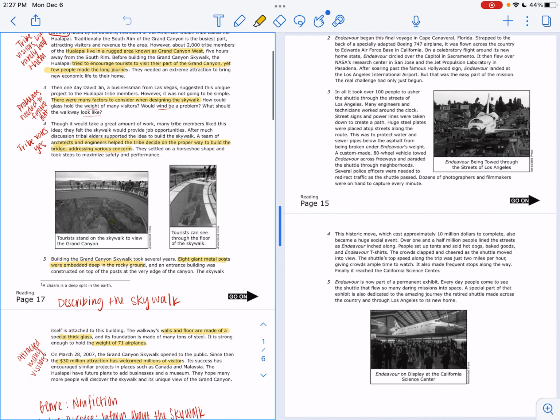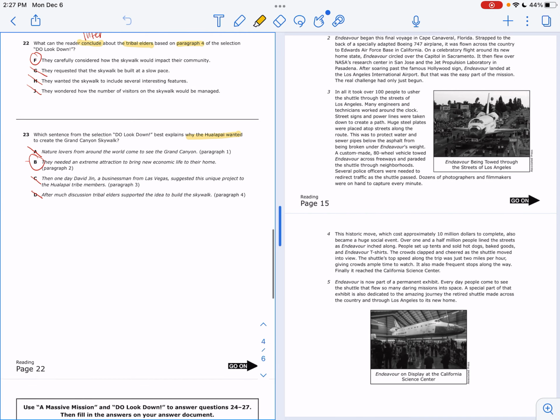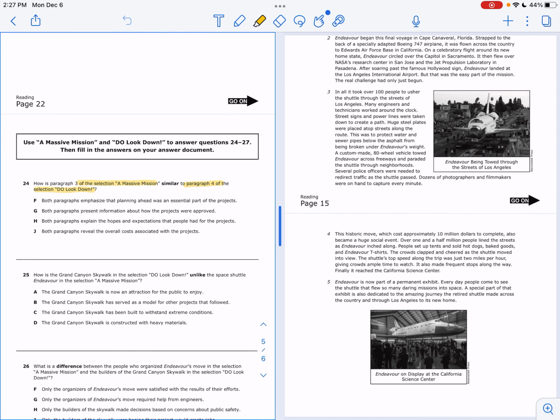So let's figure out what is the best possible answer. Both paragraphs emphasize that planning ahead was an essential part of the projects. So did both of them need that planning time? Yes. So let's go ahead and keep that. Next, both paragraphs present information about how the projects were approved. Nope, we don't know anything about A Massive Mission. We never talked about that being approved.